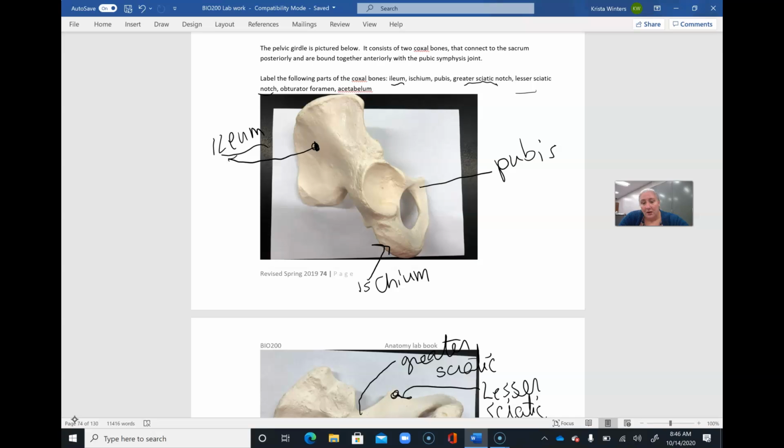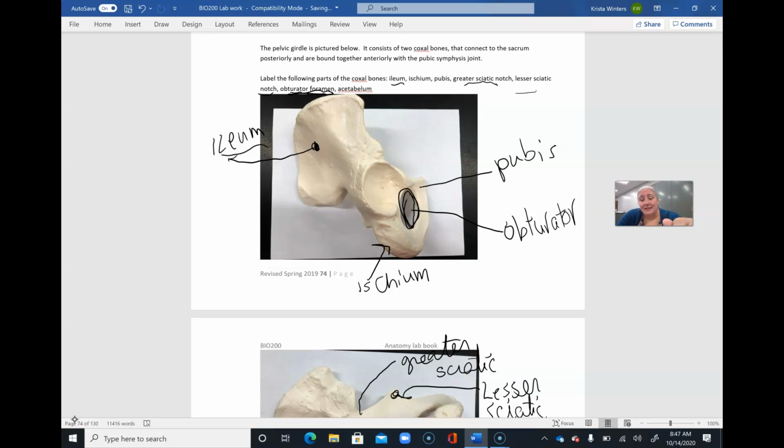There is a large hole. This is a large foramen known as the obturator foramen. You can see that right here, the obturator foramen. The obturator foramen is an area for blood vessels and nerves to pass through.